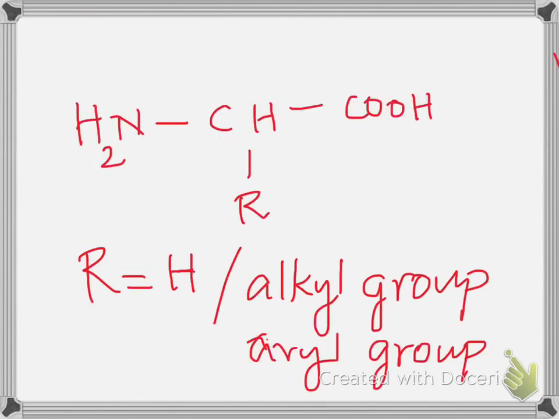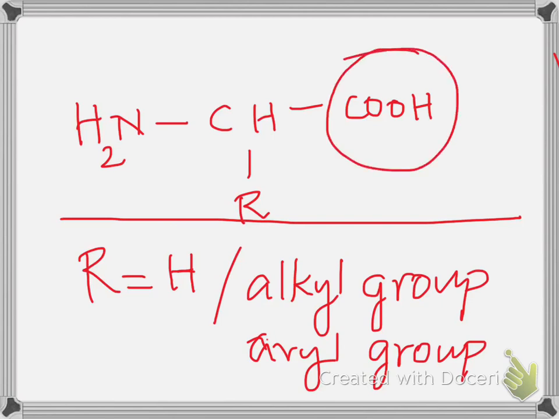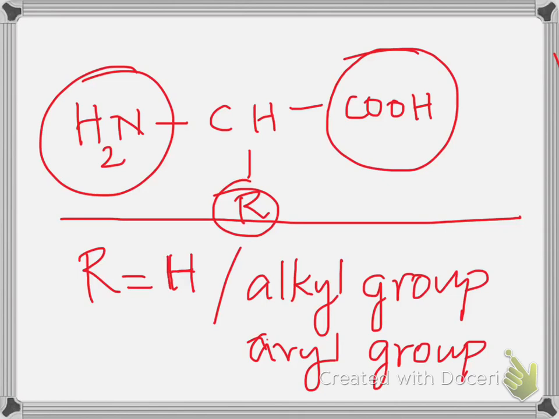This is the structure of an alpha amino acid. Here you can see a carboxyl group, COOH group, and an amino group which is attached to the alpha carbon. Here you can see an R group. This R group may be a hydrogen, an alkyl group, or an aryl group. This is the basic structure of an alpha amino acid.